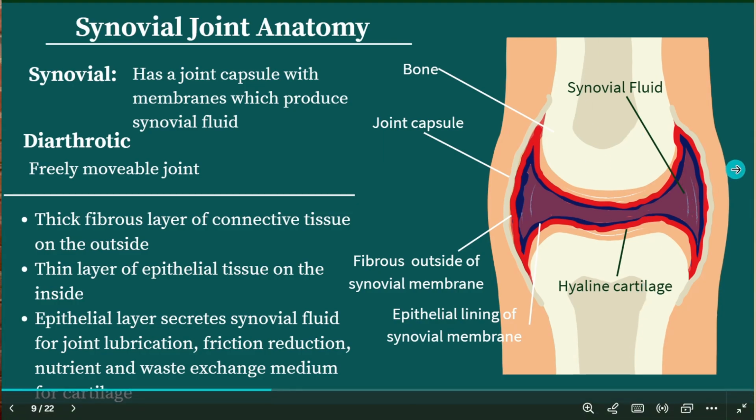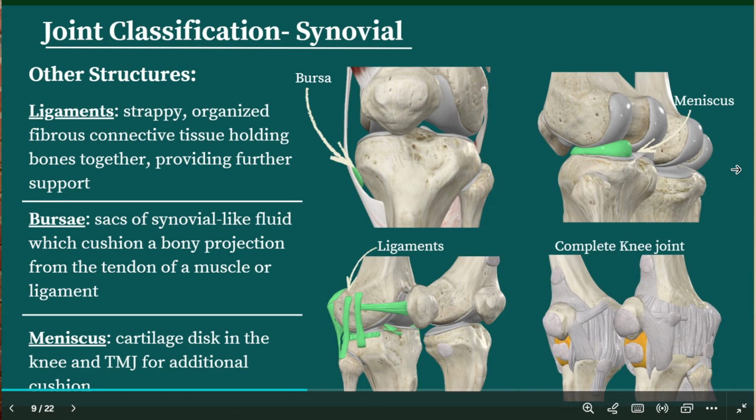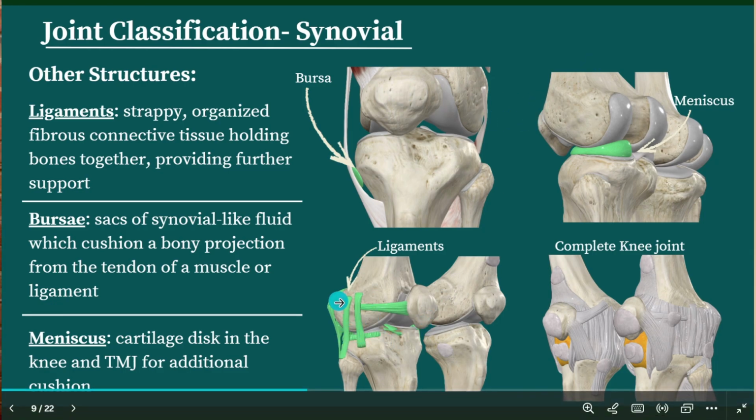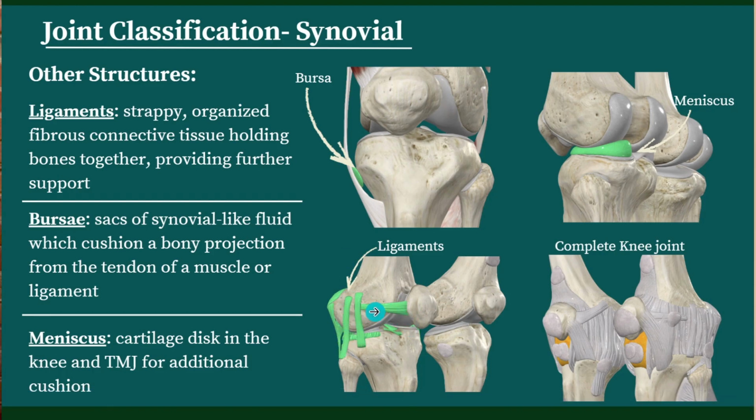Okay, so other structures of the synovial joint: we have ligaments. Where do we have ligaments? Over here. These little green straps are the little tie-downs to keep your bones together, and they are made out of really fibrous, leathery connective tissue. They're really tough. And then we have bursae.